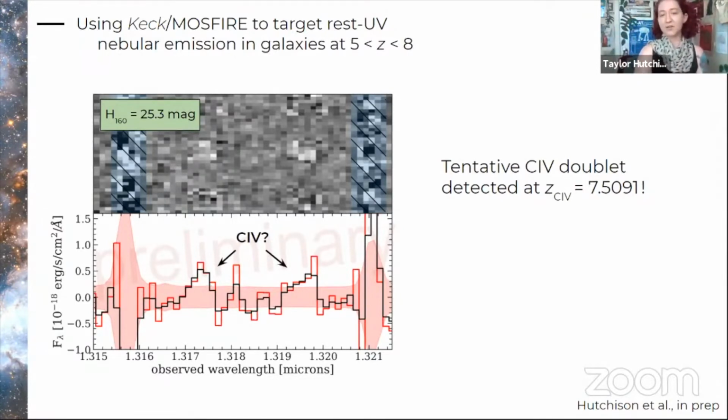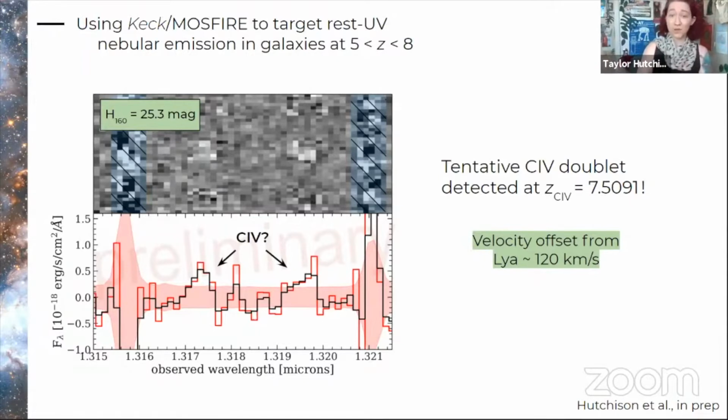And then we have our extracted 1D spectrum on the bottom. Now, another really interesting thing about this galaxy is it actually already had Lyman Alpha detected. The velocity offset from Lyman Alpha is about 120 kilometers per second, which is interesting because that implies either Lyman Alpha is being blue shifted relative to carbon-4, or carbon-4 is just more redshifted than Lyman Alpha. So it'd be great if we had some kind of spectroscopic tracer and a systemic tracer for this galaxy.